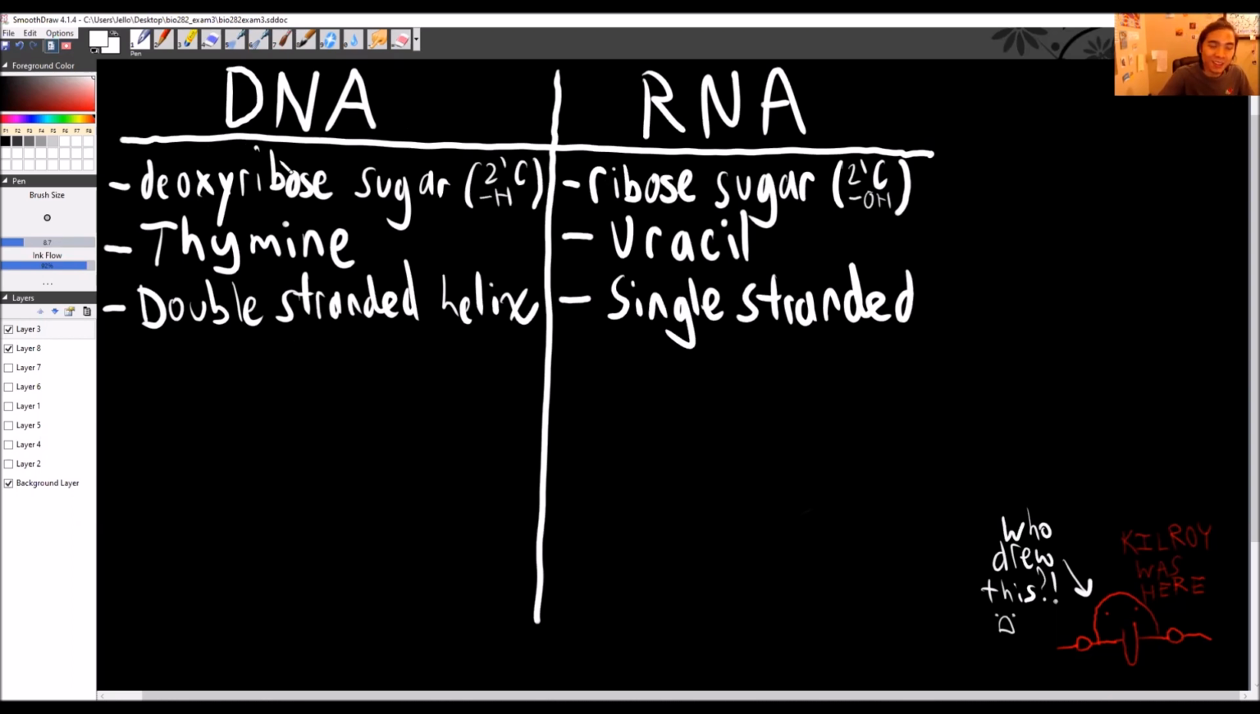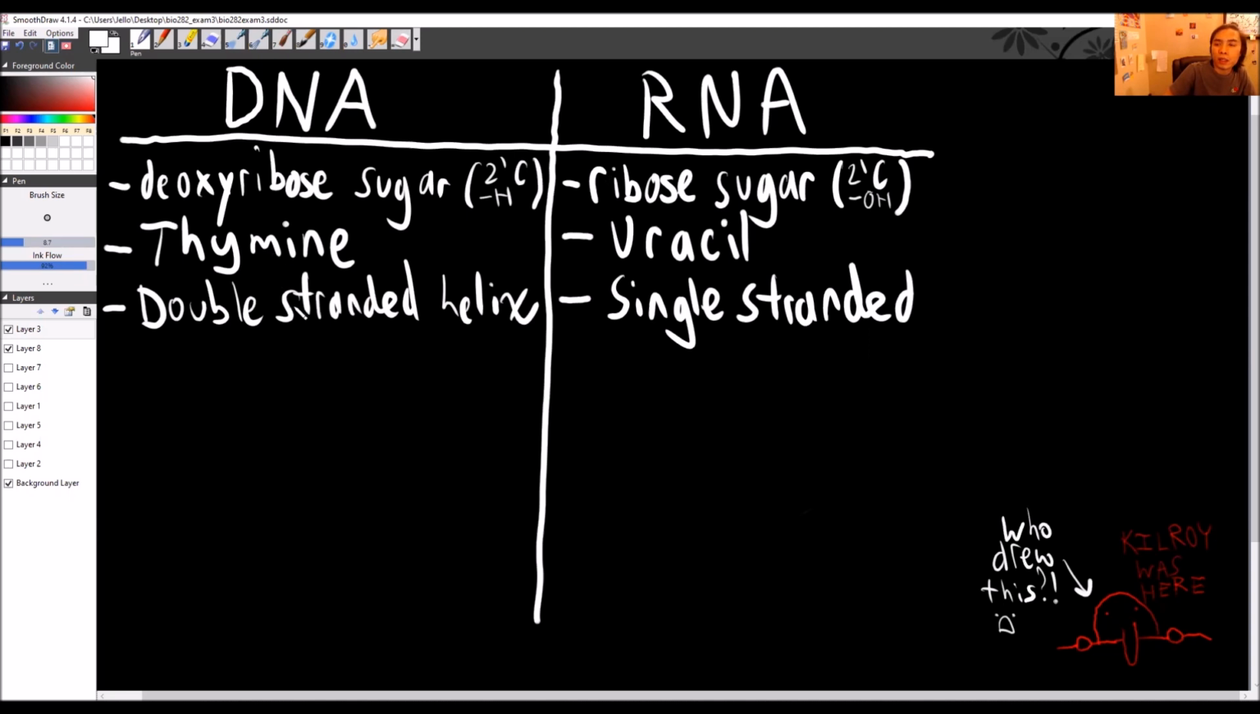Anyways, so DNA has a deoxyribose sugar in its nucleotides, whereas RNA has a ribose sugar, and they differ. These sugars differ in what is attached to their 2' carbon position. For DNA, a hydrogen is attached to that 2' carbon, and for RNA, a hydroxyl group or an OH group is attached to that 2' carbon. For DNA, its nitrogen bases can include thymine, where RNA does not have thymine. Instead, it has uracil. DNA is found in a double-stranded helix structure, whereas RNA is found in a single-stranded structure.